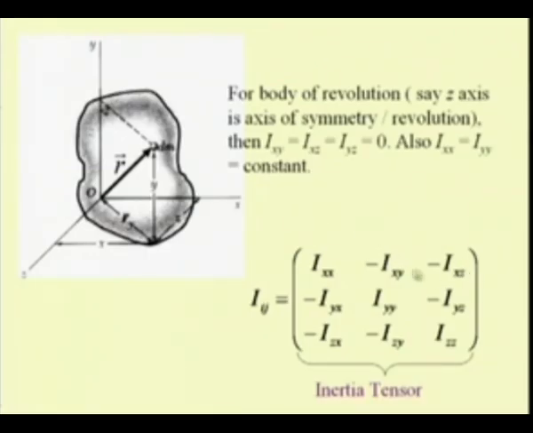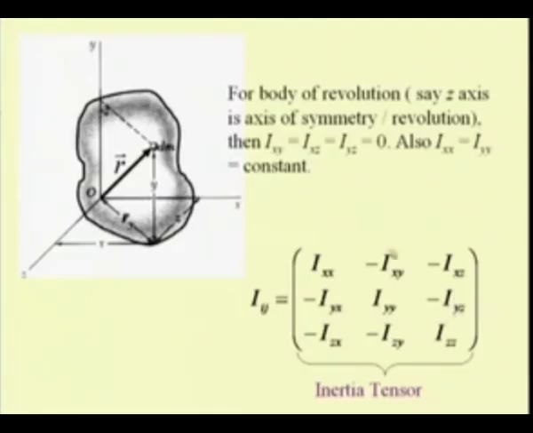And we have put this negative sign. We will see the reason for that when we use this matrix for computation in dynamics. We call this an inertia tensor because it follows all the laws of tensor transformation, and this is a very convenient way of representing the various moments in a concise form.